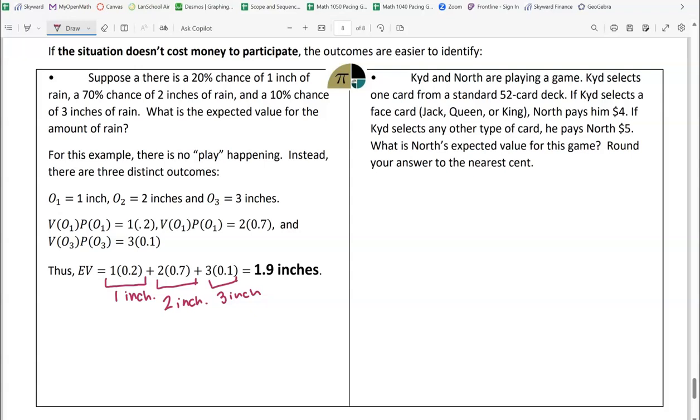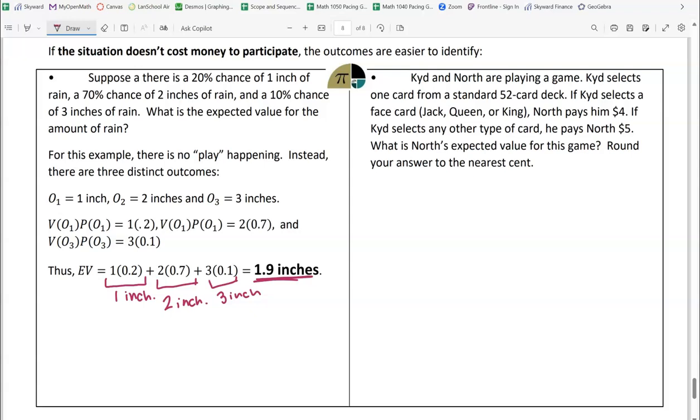Okay, so the average expected amount of rain we're going to get is 1.9 inches. Okay, which kind of makes sense, right? Because we're pretty close to 2, which is the most likely.